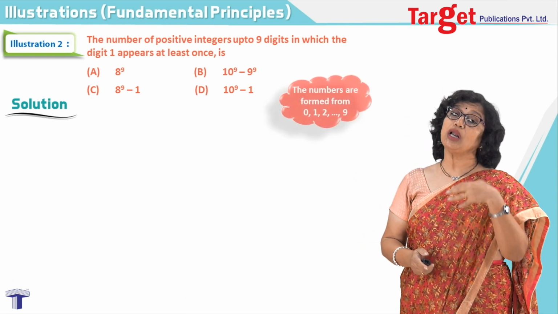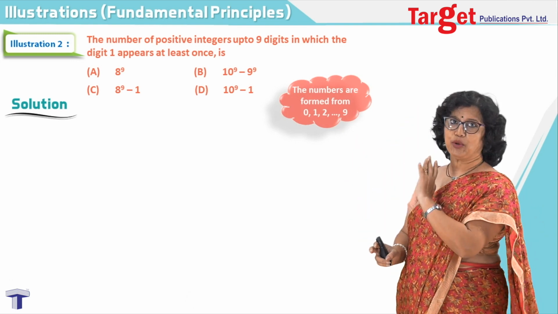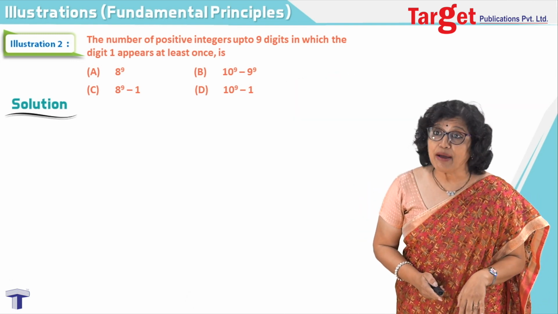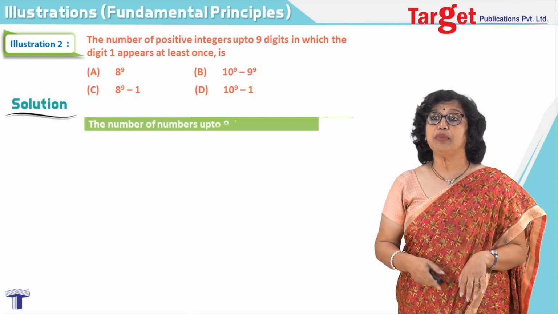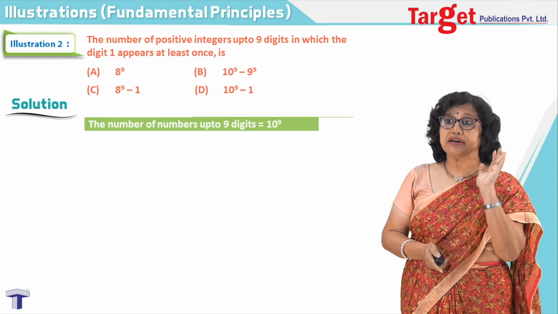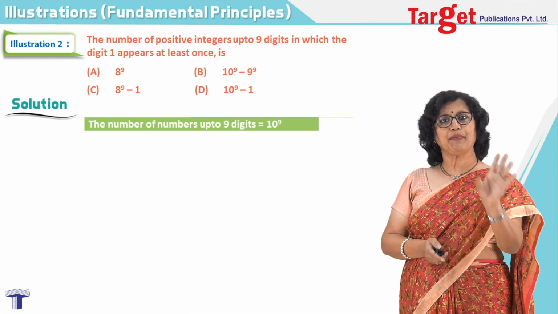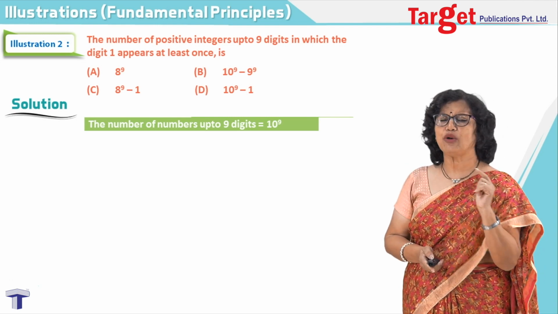Fine. And which all are the options for filling those places? 0 to 9. 0, 1, 2, 3 up to 9. Correct? So, if I am asked to find out number of positive integers up to 9 digits, then first I try to find out only number of numbers up to 9 digits. That would be 10 raised to 9. Why do I say so?